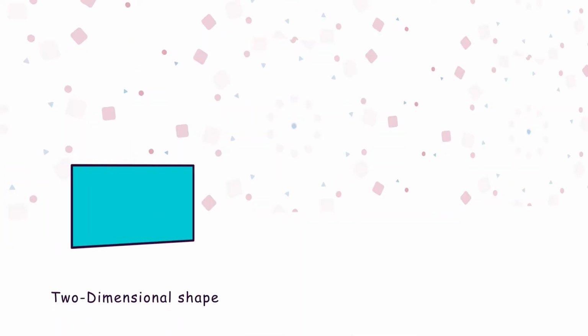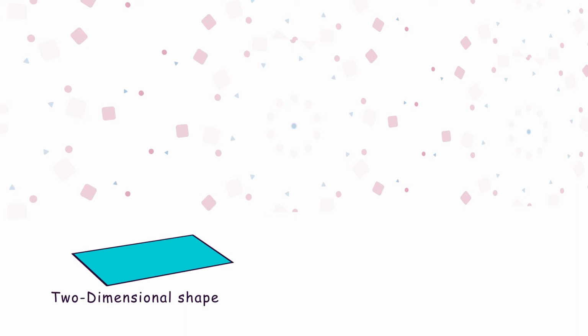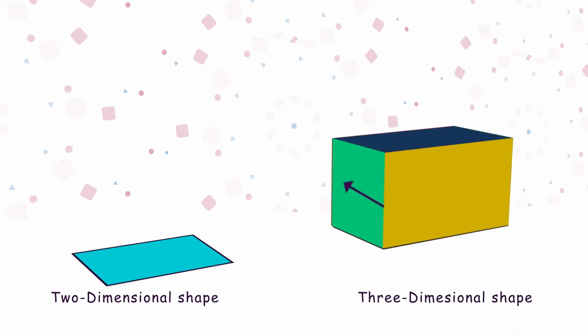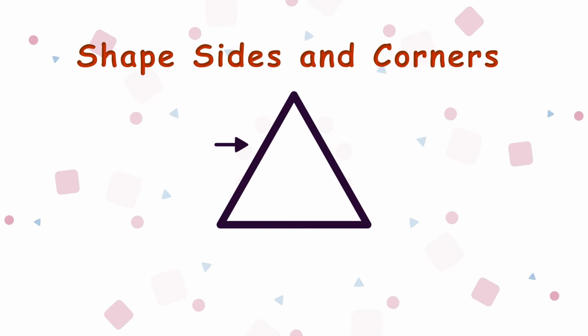As we said earlier, two-dimensional shapes do not have depth, and they can't stand on their own, unlike three-dimensional shapes that have depth and can stand on their own, like we see here with the box by the side.